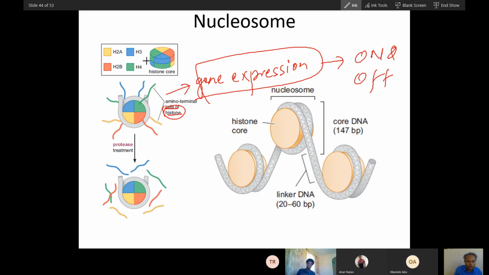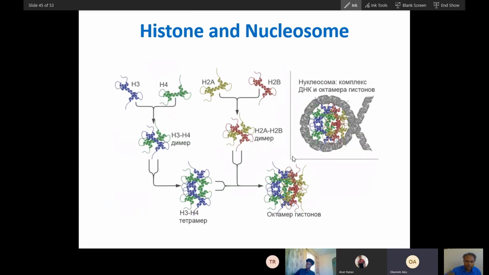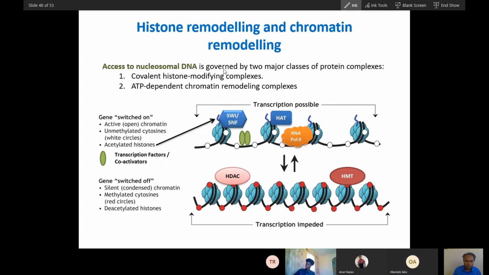All of these histones have this tail. Though it is not shown here, here is the tail. So all of these have a tail. You can see this tail part. So these are histones, and they will form like this. Now we will talk about this in the next class.